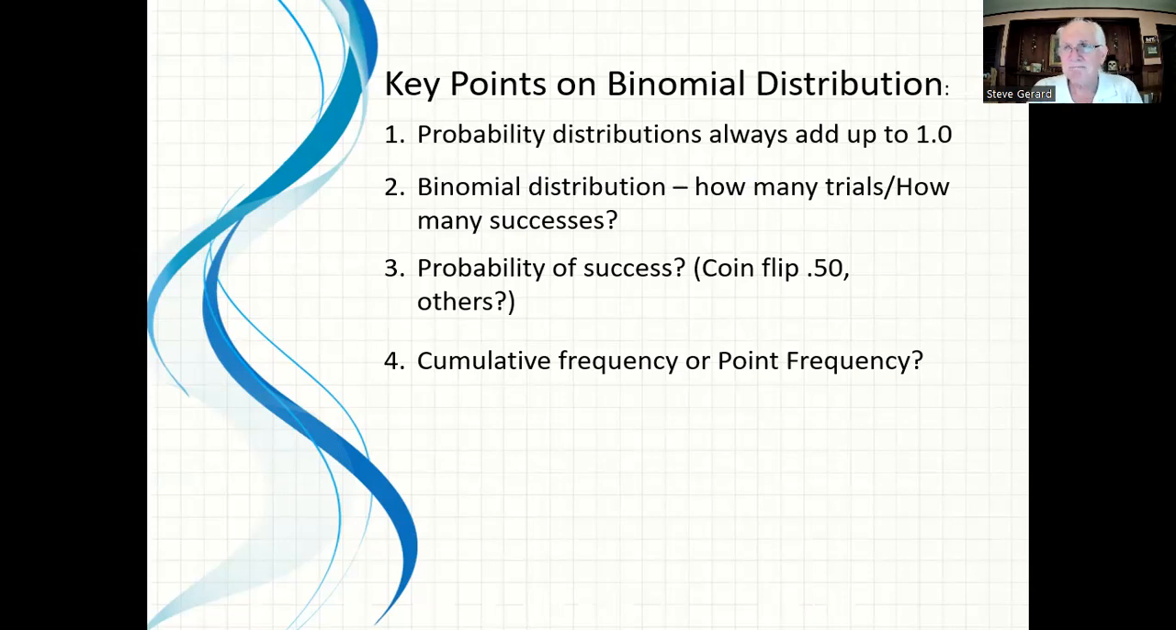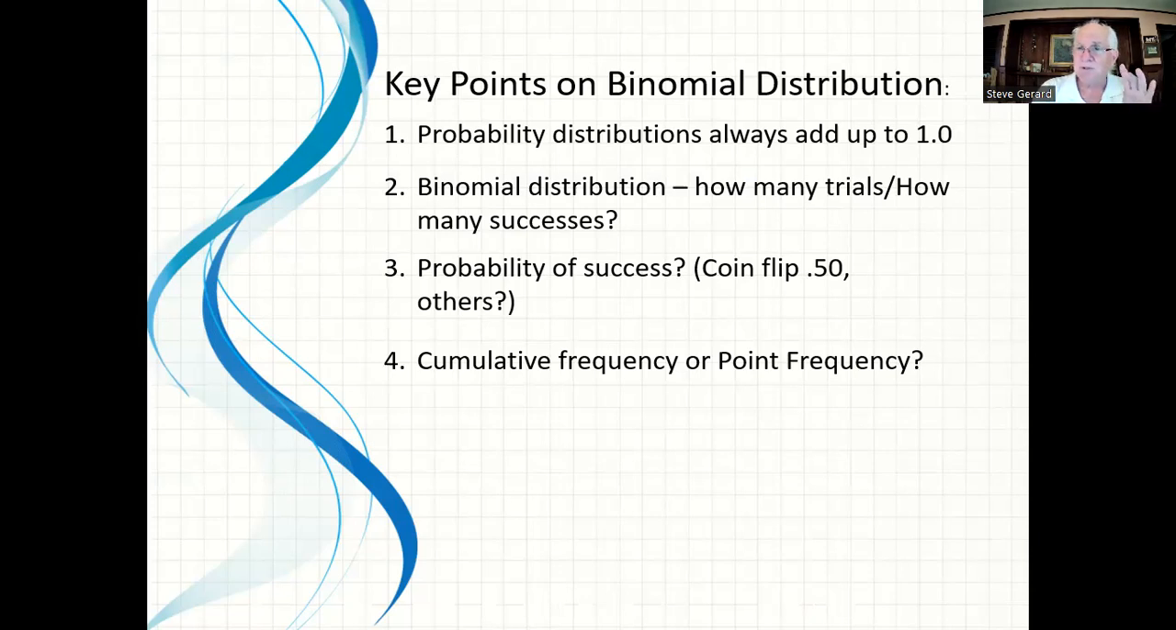If the language says, what's the probability of getting at least some number, or as many as, or up to, at least, as many as, those sorts of things tell you I'm looking for cumulative probability, a frequency distribution. Important to keep those things in mind.